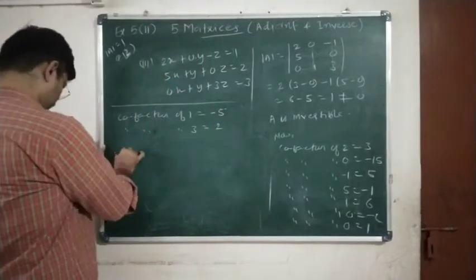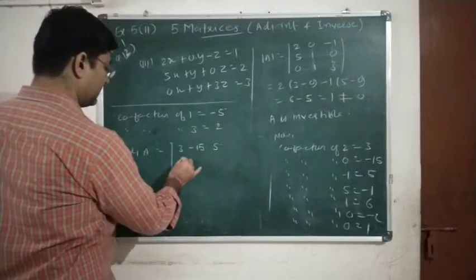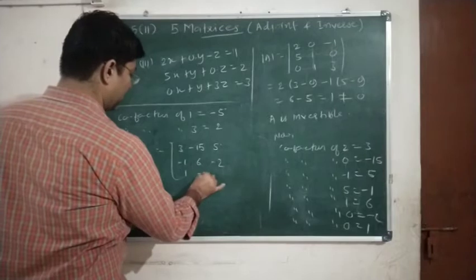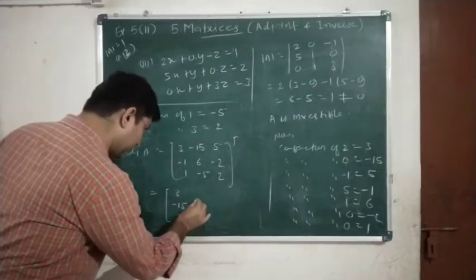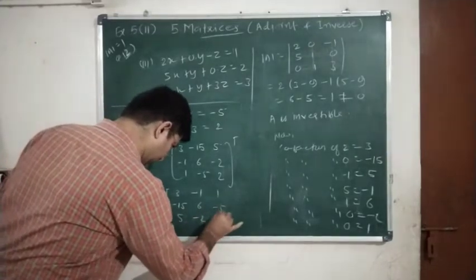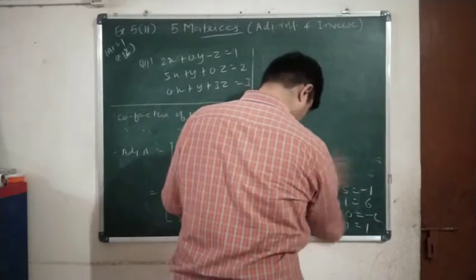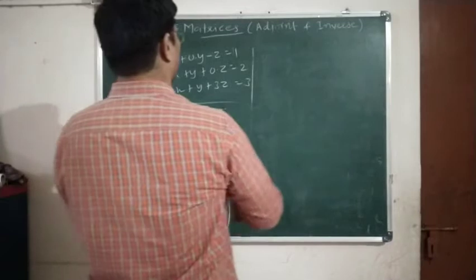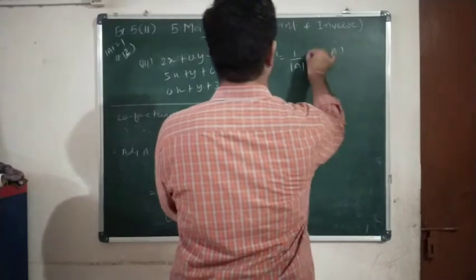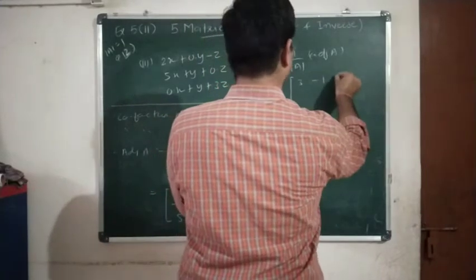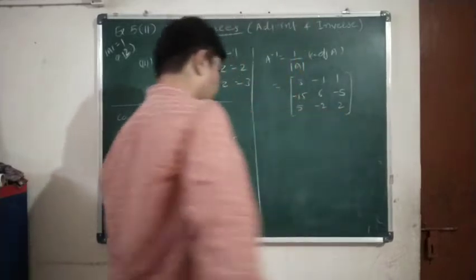Okay, done. So now we can write down adjoint of A is equal to [3 minus 15 5; minus 1 6 minus 2; 1 minus 5 2] whole transpose, which is [3 minus 1 1; minus 15 6 minus 5; 5 minus 2 2], and therefore A inverse is equal to 1 upon determinant of A into adjoint of A, which is [3 minus 1 1; minus 15 6 minus 5; 5 minus 2 2]. Okay, this is determinant of A.